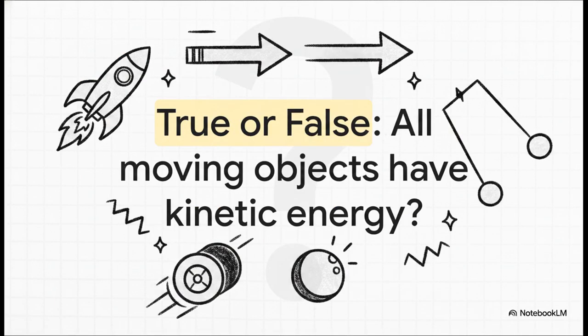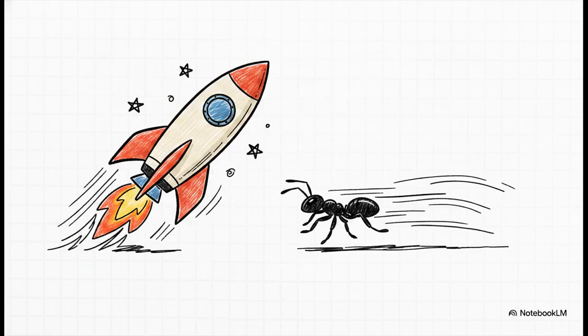Okay, let's do a rapid-fire true or false review to check your understanding of these core definitions. Question 1. True or false? All moving objects have energy in their kinetic store. Take a quick second to lock in your answer. The answer is true. Because the formula for kinetic energy relies directly on an object's velocity, this means anything that is moving, whether it's a massive rocket launching into space or a tiny ant crawling on the ground, has energy in its kinetic store.